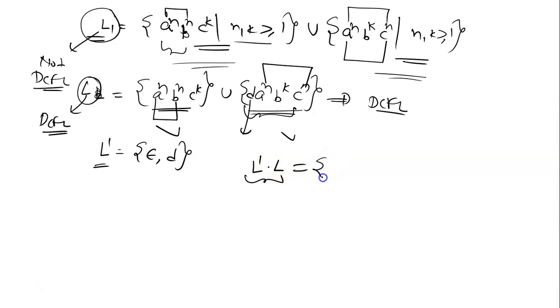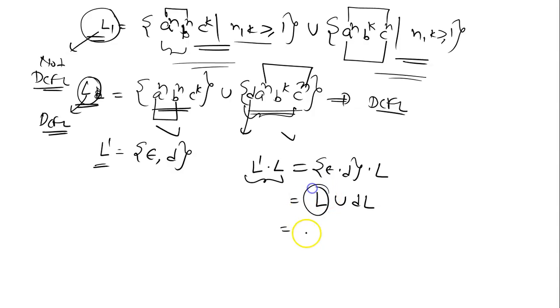So what is this language? This is basically L' dot L, and L is a^n b^n c^k union d a^n b^k c^n. If you do the concatenation, then what you will get is L union dL.